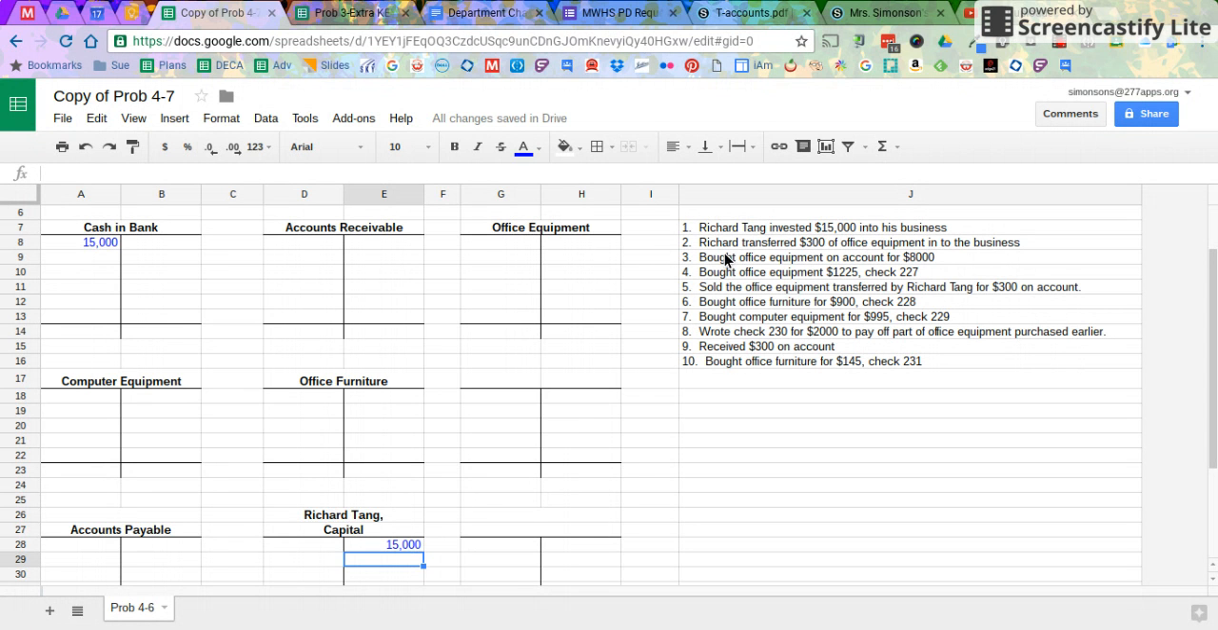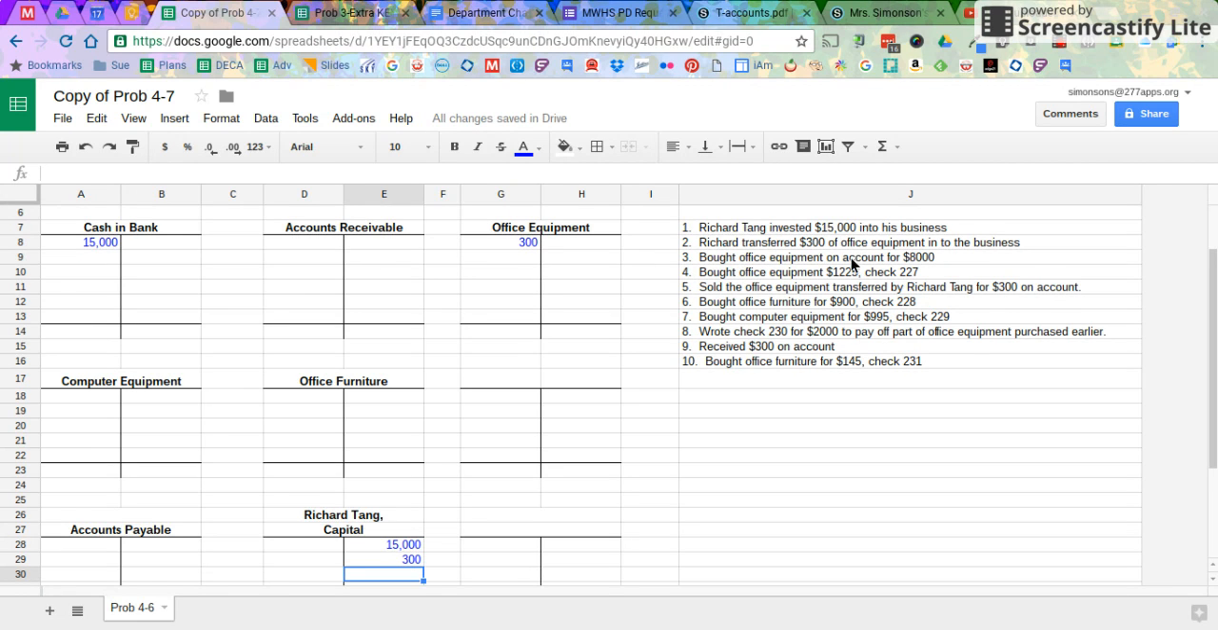My next transaction is the owner transferred $300 of office equipment to the business. So my asset of office equipment is going to debit $300. It's increasing. And my owner's equity is increasing also, so that's a credit. So I have a debit of $300 to office equipment, a credit to capital for $300.